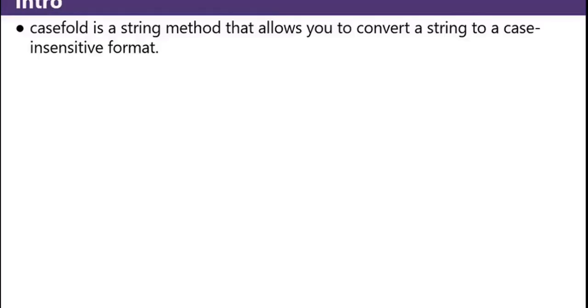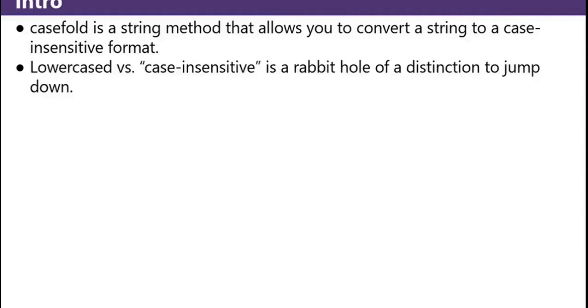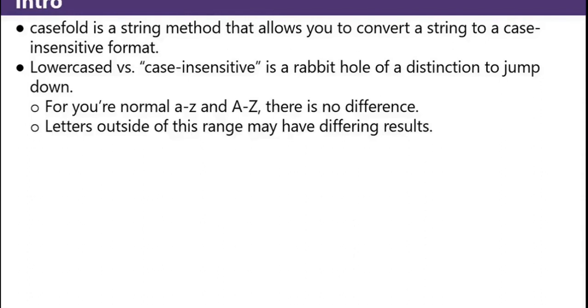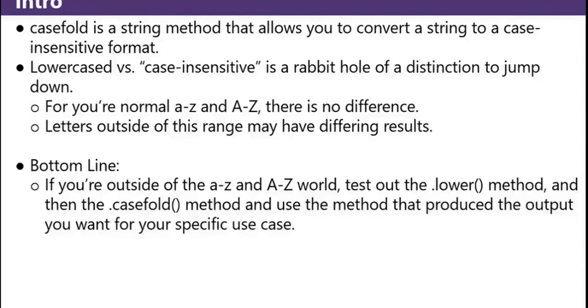Casefold is a string method that allows you to convert a string to a case-insensitive format. Lowercased versus case-insensitive is a rabbit hole of distinction to jump down, so I'll simplify it for you here. For your normal A through Z and capital A through Z, there's no difference. Letters outside of this range may have differing results. Bottom line, if you're outside of the A through Z and the capital A through Z world, test out the .lower method and then the .casefold method, and use the method that produced the output you want for your specific use case.